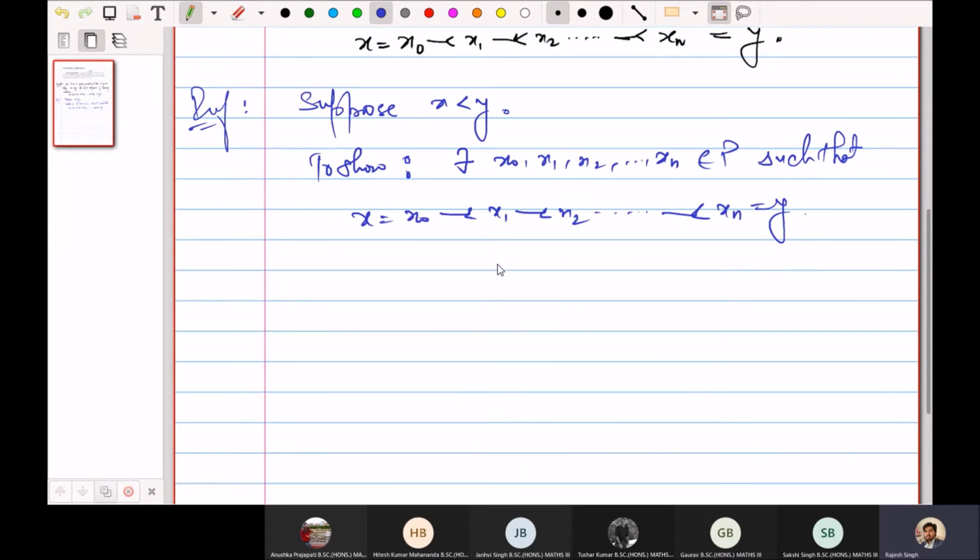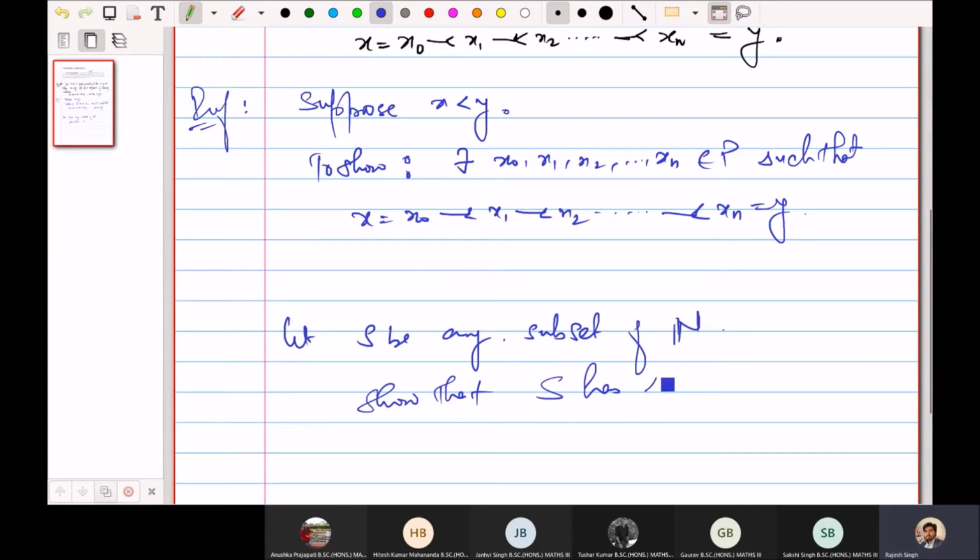If there is some, let S be a finite subset of n. Show that S be any subset of n, show that S has a least element.